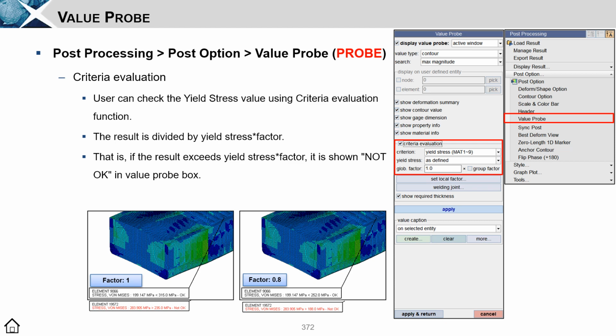Users can check the yield stress value using the criteria evaluation function. The result is evaluated by yield stress multiply factor. That is, if the result exceeds yield stress multiply factor, it is shown as not OK in the value probe box. The evaluation criteria are compared to the values selected in the criterion, such as user criterion and yield stress.